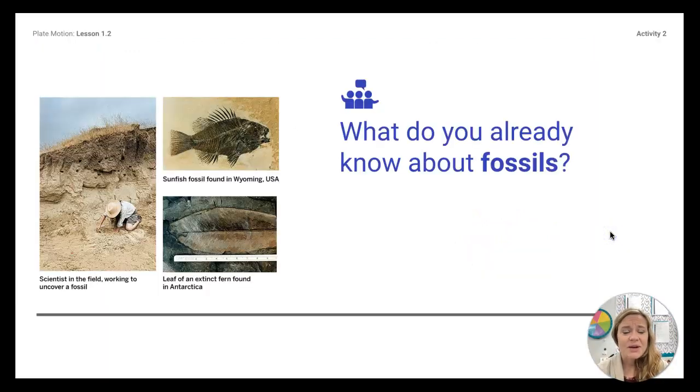So today, I'm curious, what do you already know about fossils? If we look at this image, we can see that scientists right now are digging, uncovering fossils, and here are some examples of some fossils. What do you know about fossils? Do you know anything? Not a lot? Do you want to know more? Just tell me what you know.